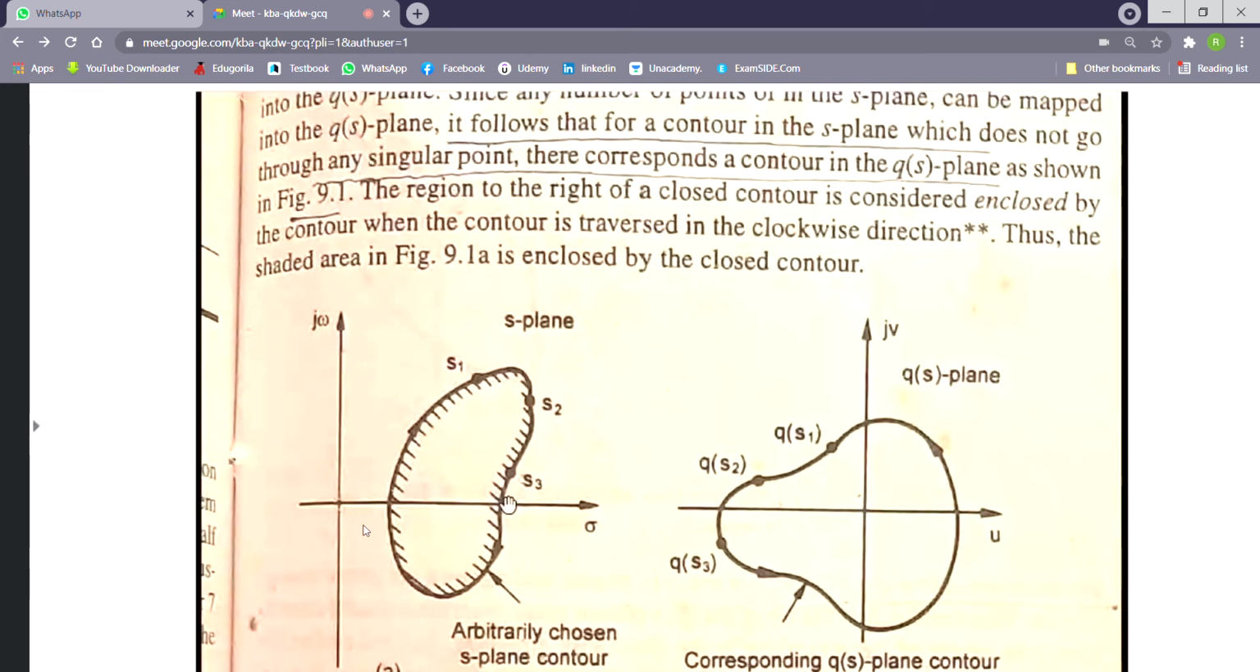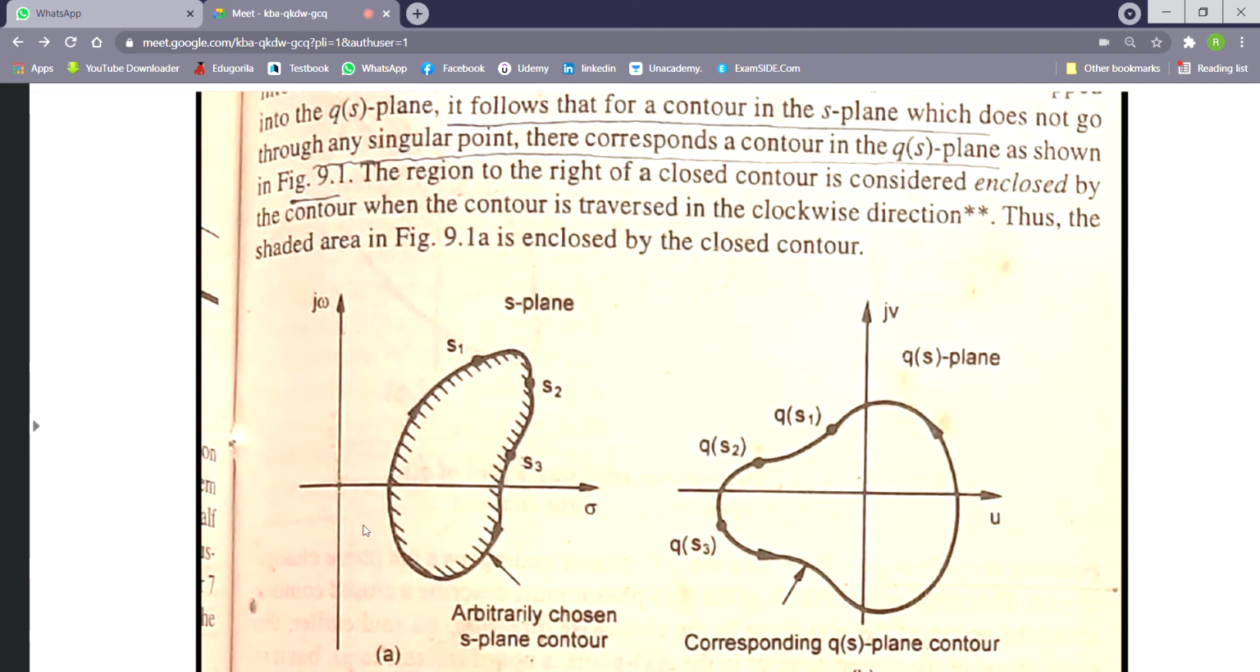Now, the other convention is if we move along the contour in the counterclockwise direction. That means we are moving in this direction, the counterclockwise direction, and if we mark the region lying to the left of the contour, then that region will be enclosed by the contour. In my class, I'll follow this particular convention, but do not mix conventions. You can use any convention, but do not mix them.